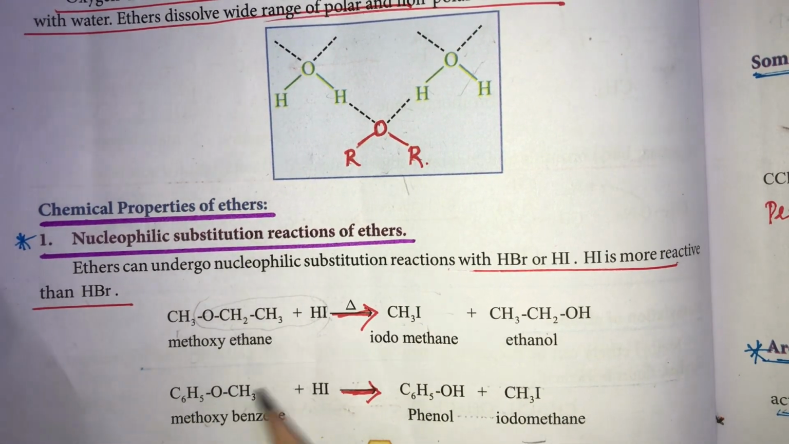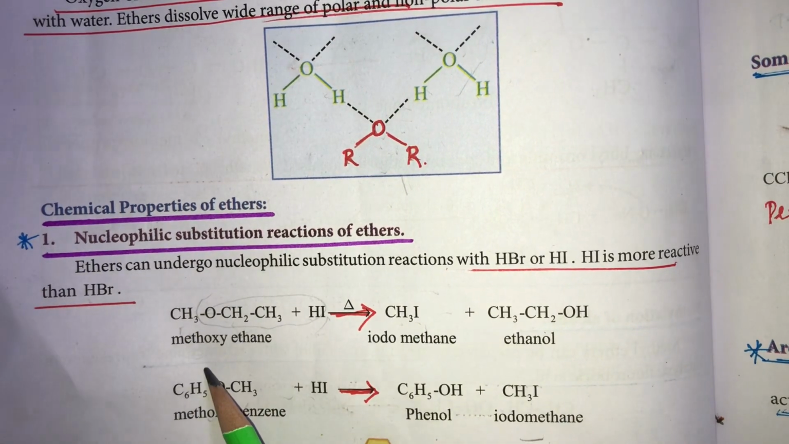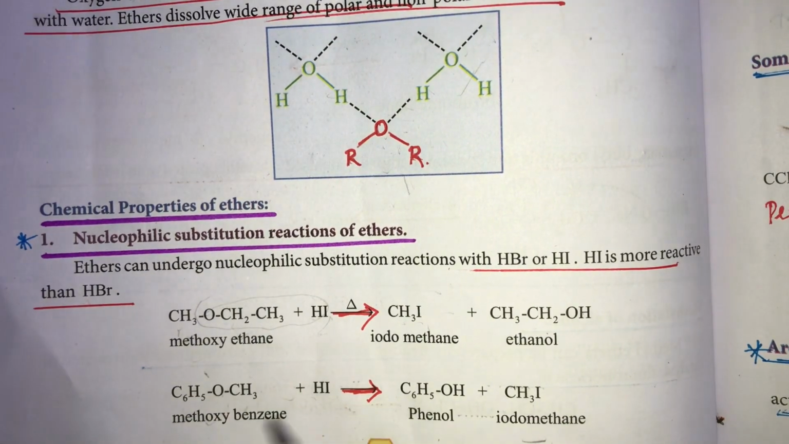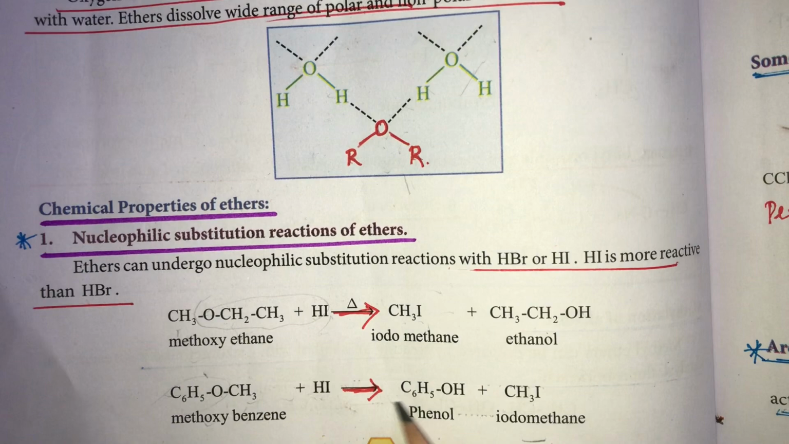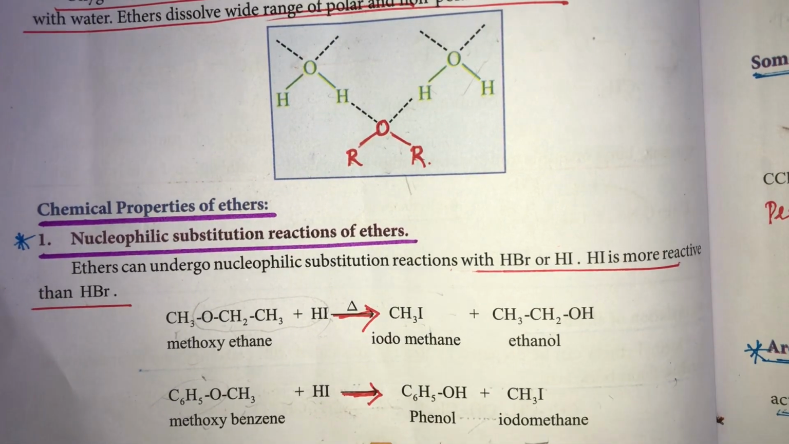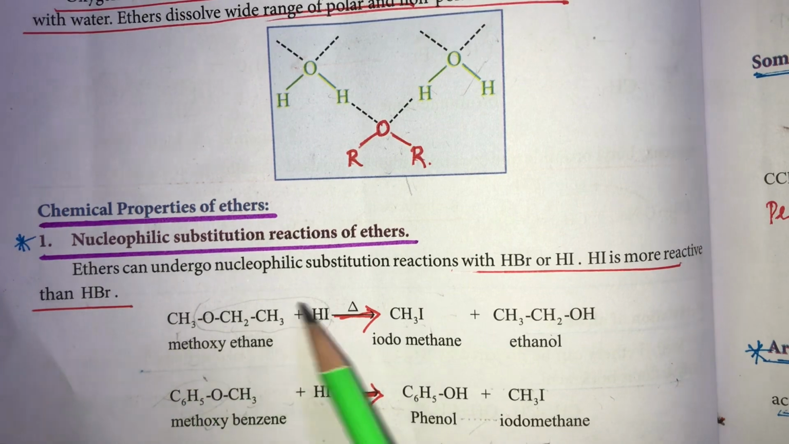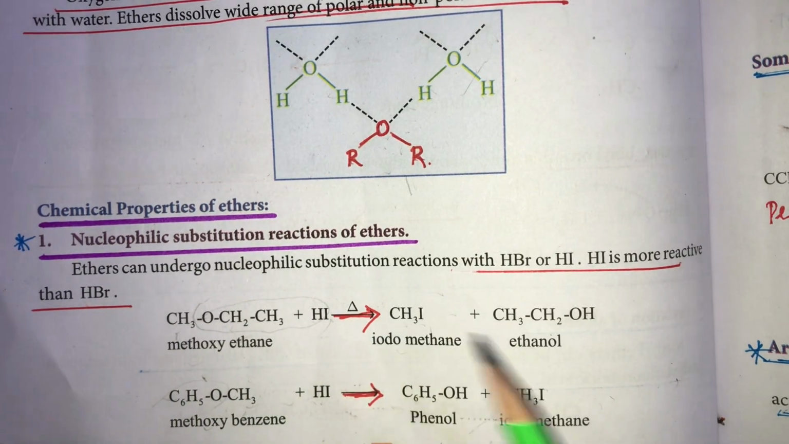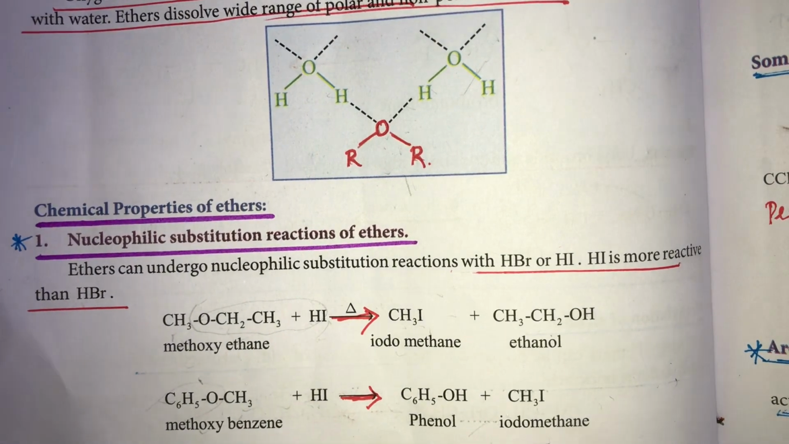Similarly with phenoxymethane, also methyl phenyl ether, methoxybenzene: when it reacts, H reacts with the phenoxy group, forming phenol. Iodine joins with the methyl group, forming iodomethane. So methoxybenzene, when it reacts with hydrogen iodide, forms methyl iodide and phenol.